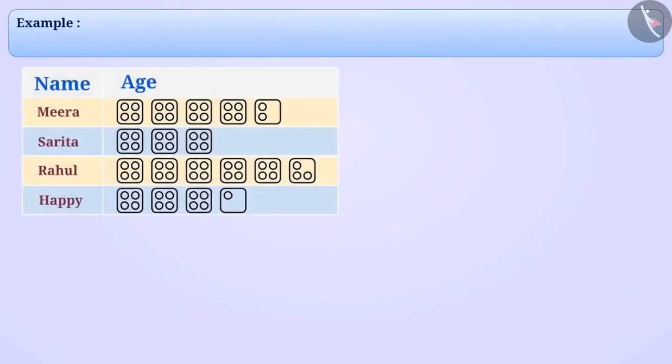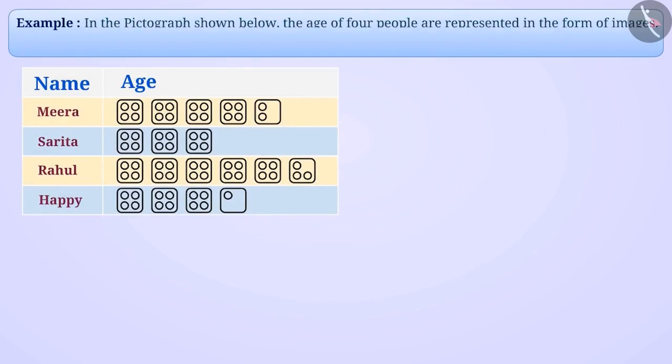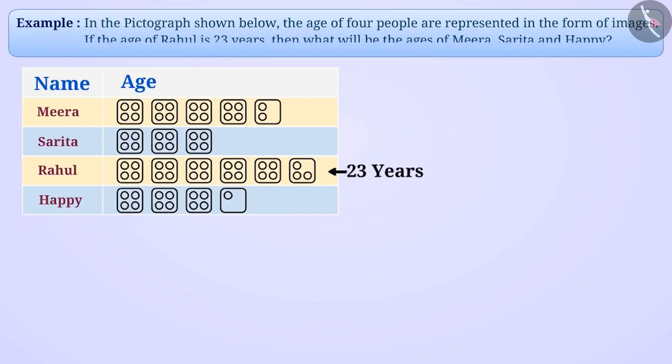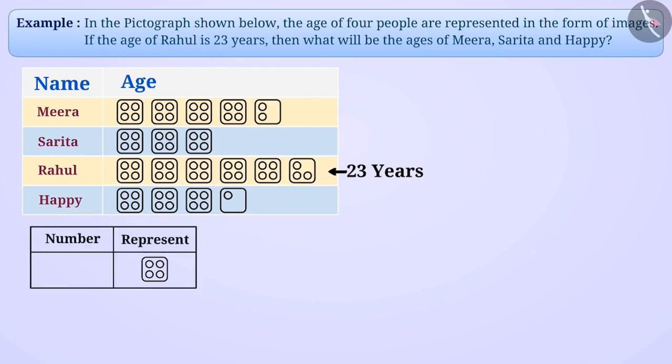Next example. In the pictograph shown below, the age of 4 people are represented in the form of images. If the age of Rahul is 23 years, then tell what will be the ages of Meera, Sarita and Happy. Here, we see that this image has been repeated many times. From this, we can understand that to represent the age, this image has been used. To solve the given question, we will have to find the age this image represents. That is, what is the value of this image?